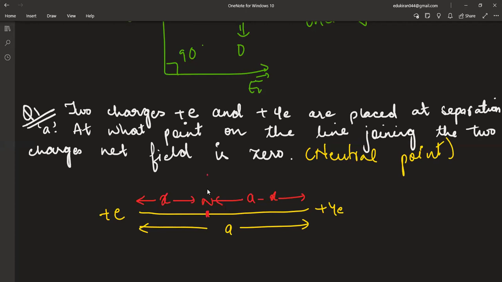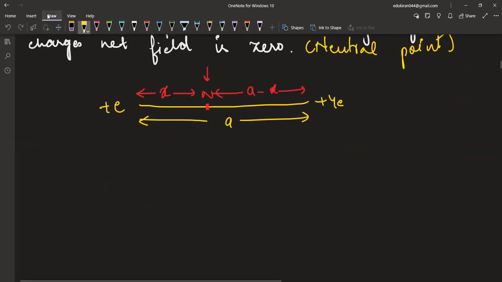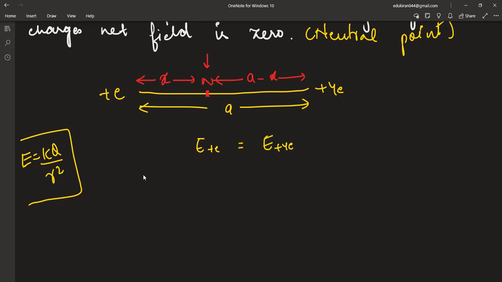Now see, at this point, your electric field, because of plus E, is actually balancing the electric field due to plus 4E. And what is the formula of electric field? Yesterday, we have studied for point charges: K Q by R square. This is the formula of electric field we have studied for point charges. You should remember this. Now, electric field due to plus E will be equal to electric field due to plus 4E because this is a neutral point. Now, let's form the equations.